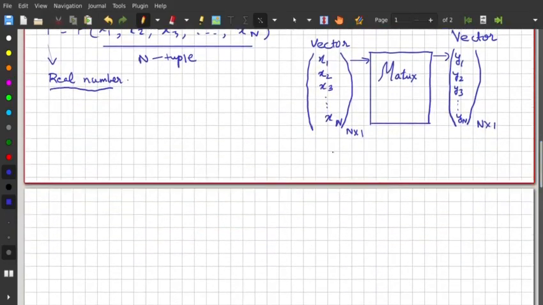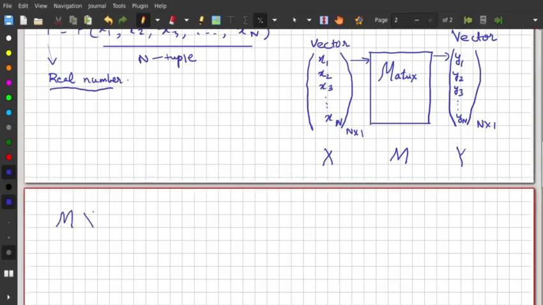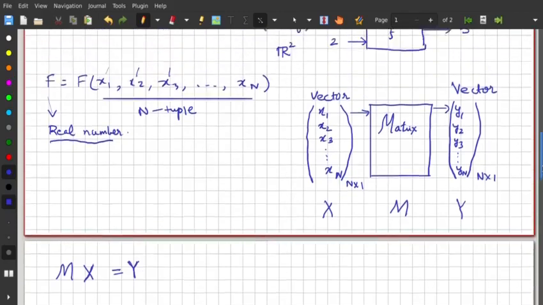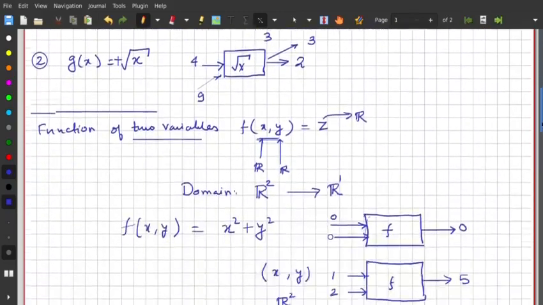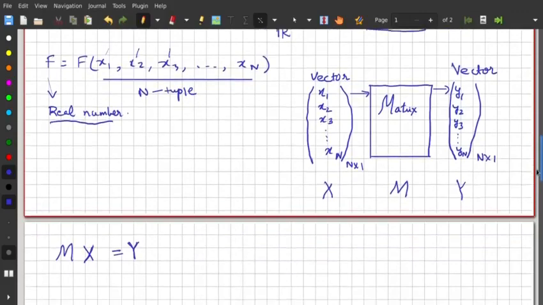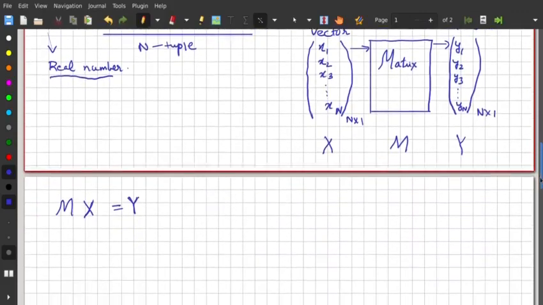So we can rewrite this in a different mathematical form. Let's say this input vector we call x, the matrix M, and the output vector y. We can write this as the matrix M acting on the vector x gives us the vector y. We can also think of this as the matrix M operates on the vector x to provide the vector y. So you see how this generalization is happening, from a single variable system to two-dimensional to n-dimensional and to matrix vector operations.